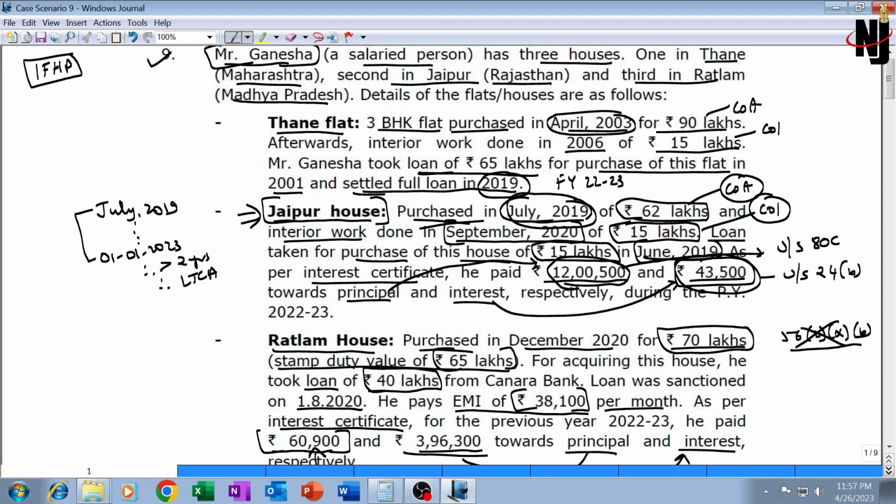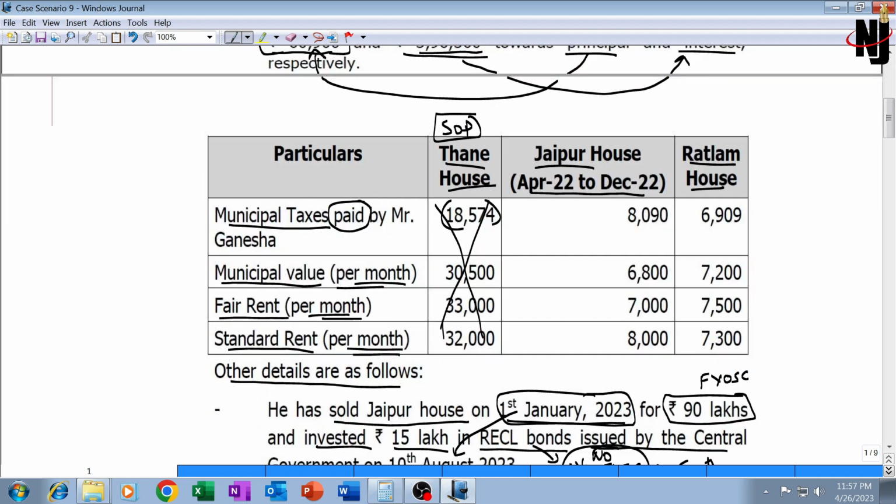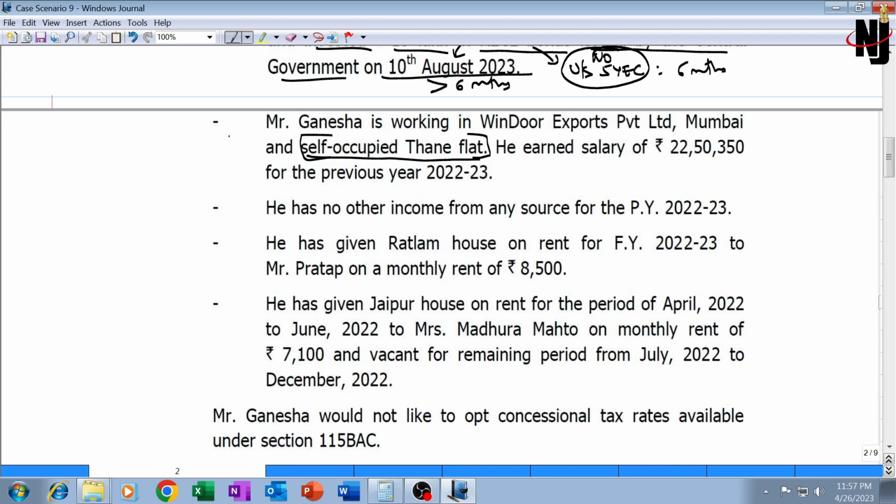And for this Thane property, if you see in the second paragraph given, he had taken a loan of 65 lakh rupees, but that loan is fully repaid in 2019. That means there will be no current year interest, nor will there be any pre-construction period interest. So Thane property income will be nil. Everything will be nil. For a self-occupied property, there could be either negative income or no income. Here income will be nil, because income could be negative only because of interest, and interest is not there. He has no other source of income.